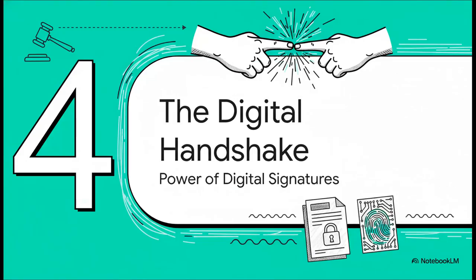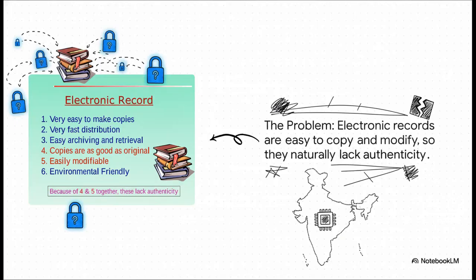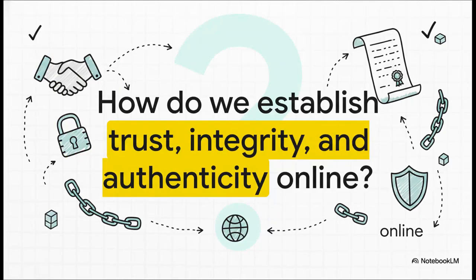Now, let's zoom in on one of the most powerful and, honestly, game-changing ideas to come out of the IT Act, the digital signature. So, just think about it for a second. What's the biggest problem with any digital file? You can copy it 1,000,000 times perfectly, and you can change it without leaving a single trace. So, how can you ever trust that what you're looking at is the real, original version? Yeah, that's the multi-billion-dollar question, isn't it? It's at the very heart of e-commerce, online banking, you name it. How can we be absolutely sure that a digital contract is legit and hasn't been messed with?